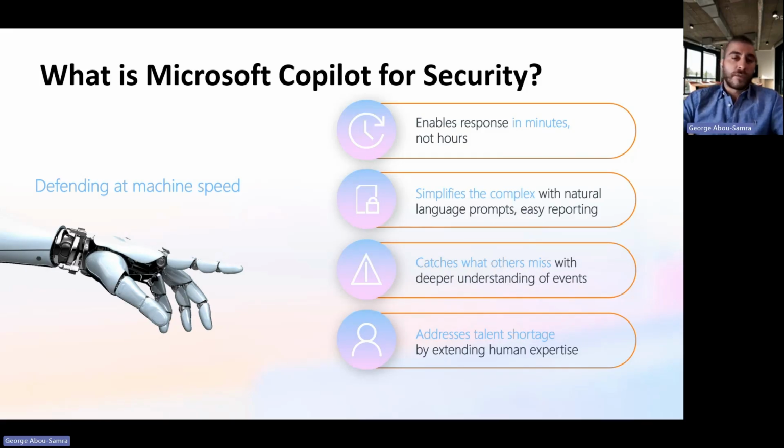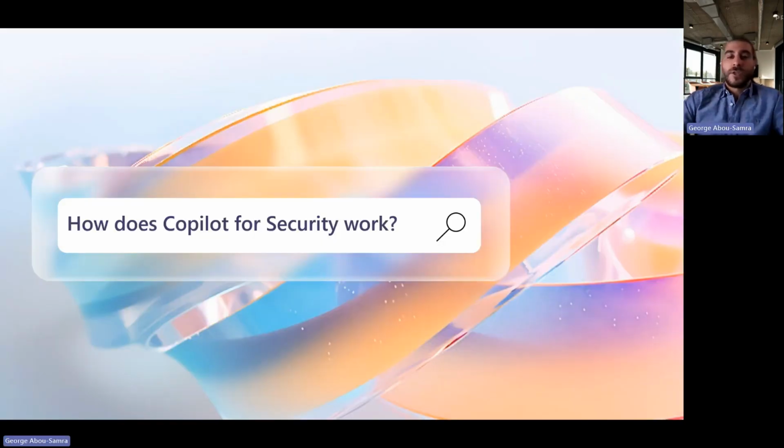So all in all, it is used for various reasons, and we'll be elaborating more on those reasons and certain use cases as part of this webinar today. But primarily, it's for us defenders to be able to move at the speed and scale of AI. So how does Copilot for Security work?